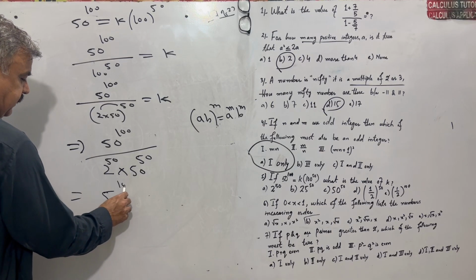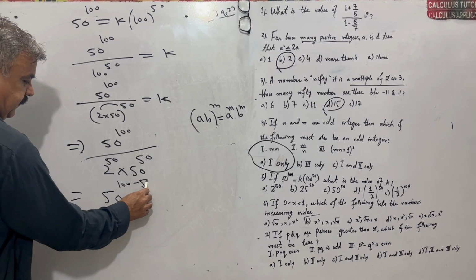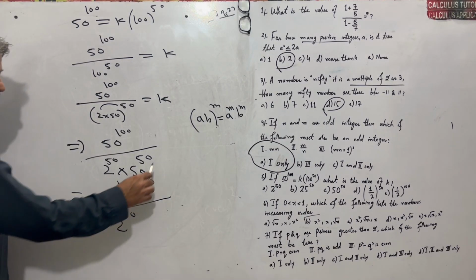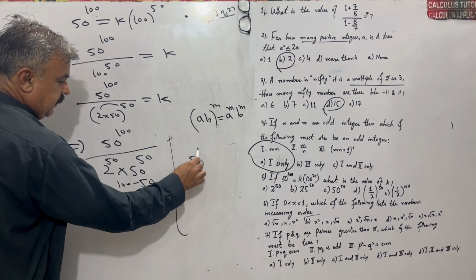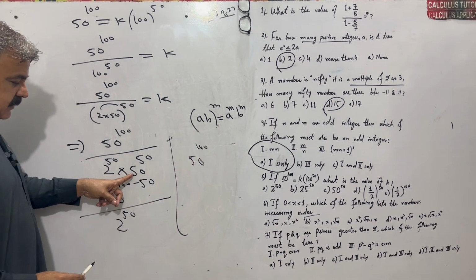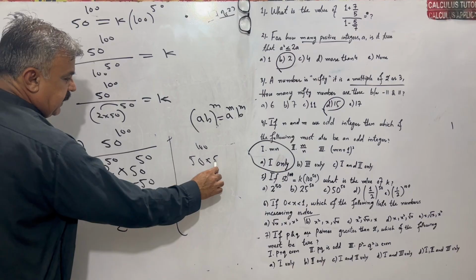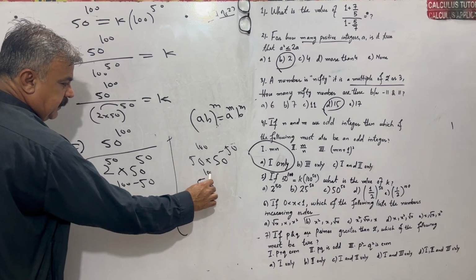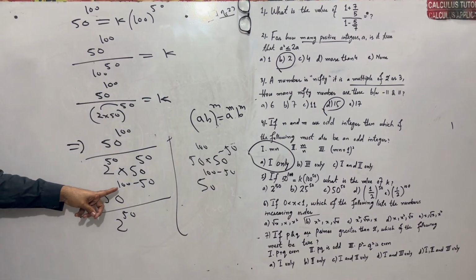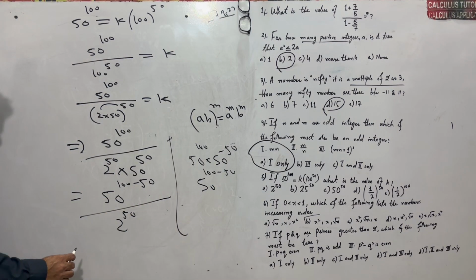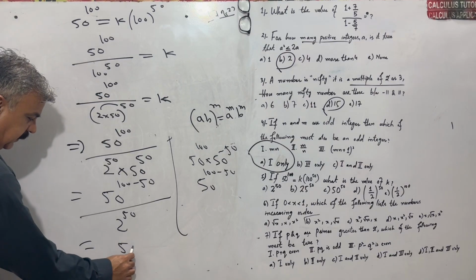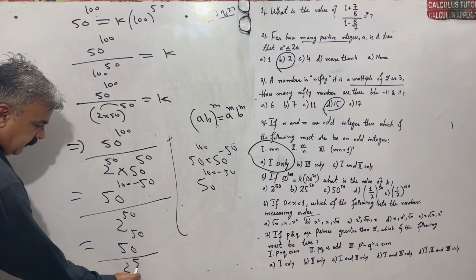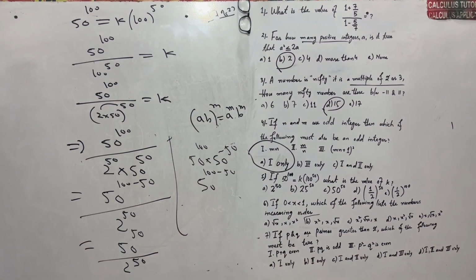50 raised 100 minus 50 divided by 2 raised 50. What I have done here: 50 raised 100 over 50 raised 50 in the denominator, I can write as 50 raised minus 50. Bases are the same, so I subtract the powers, 100 minus 50. What is the result? 50 raised 50 divided by 2 raised 50.